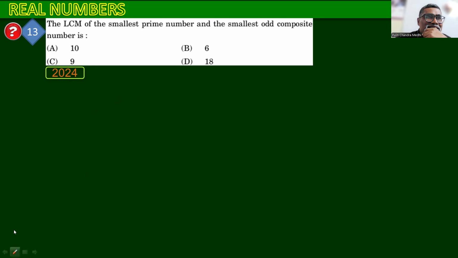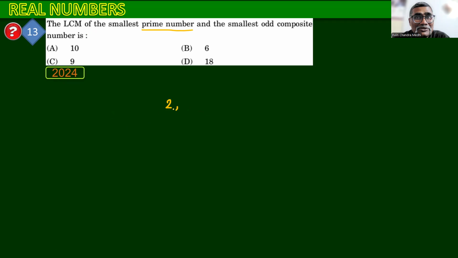LCM, yeah, this is a good question where students might make mistakes. LCM of the smallest prime number. Smallest prime number is what? 2. Sometimes students get confused and write 1 as the smallest prime number. But remember, 1 is neither a prime nor a composite number. So 2 is the smallest prime.